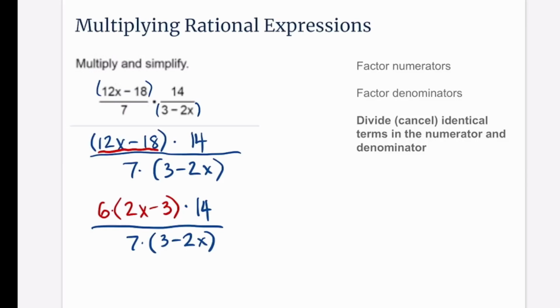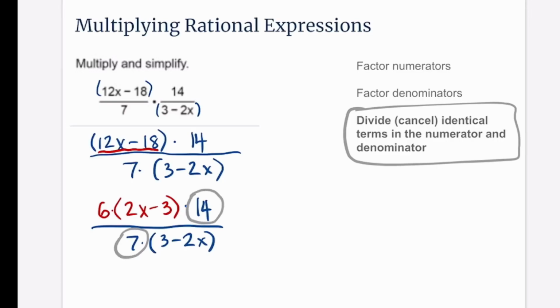So you can divide or cancel identical terms in the numerator and denominator. We divide pieces that are the same. So there's a 14 in our numerator and a 7 in our denominator, which means we are able to divide both of these numbers by 7. 7 divided by 7 is 1. So I'm going to cross that out, and I'm going to put a 1 here. 14 divided by 7 is 2, so I'm going to cross that out. So I'm doing the division right now.